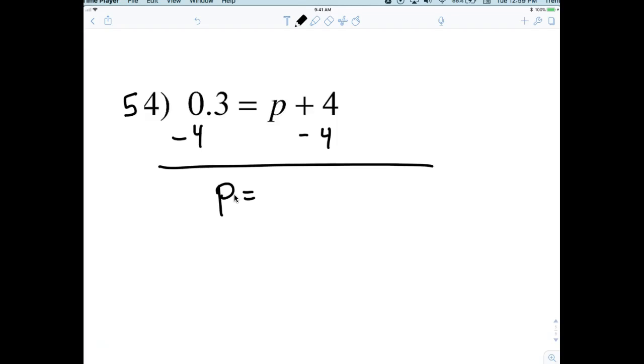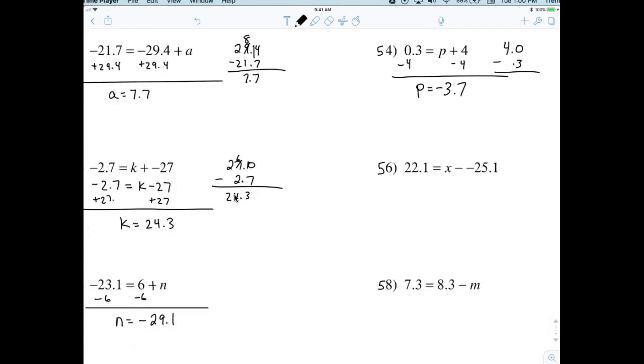All right, so it seems like you guys are in good shape. All right, so now 4.0 minus 0.3. You agree? That should be mental math, right? 3 point what? Negative 3.7. Everybody feeling good about that? Negative 3.7? Okay, so here we go.